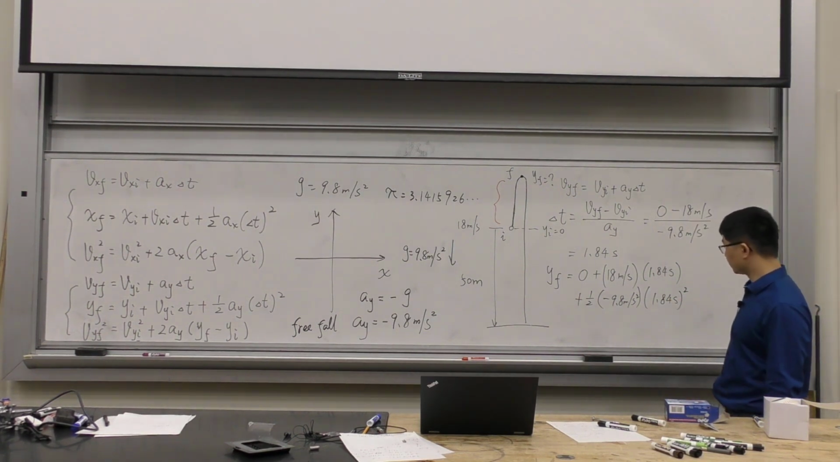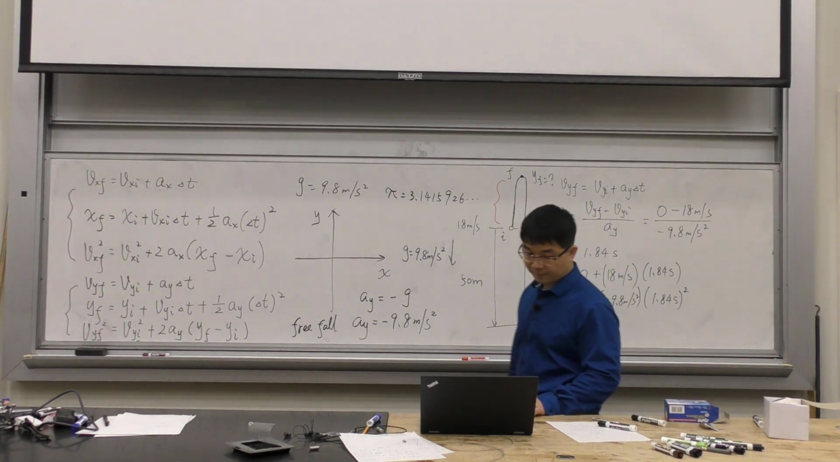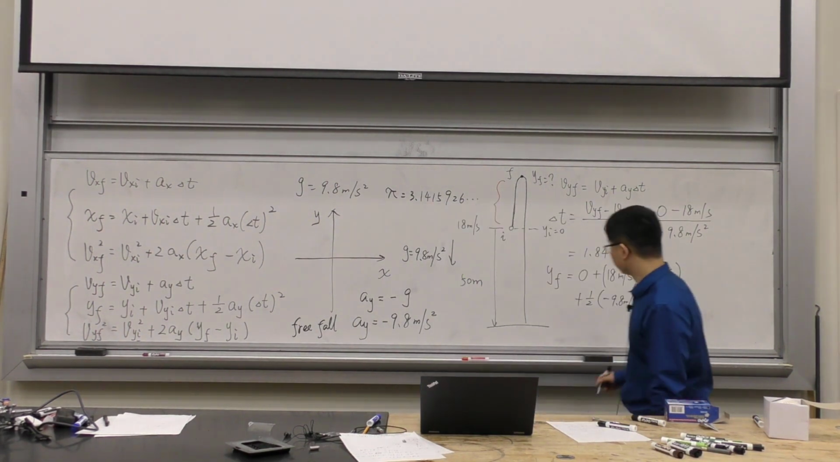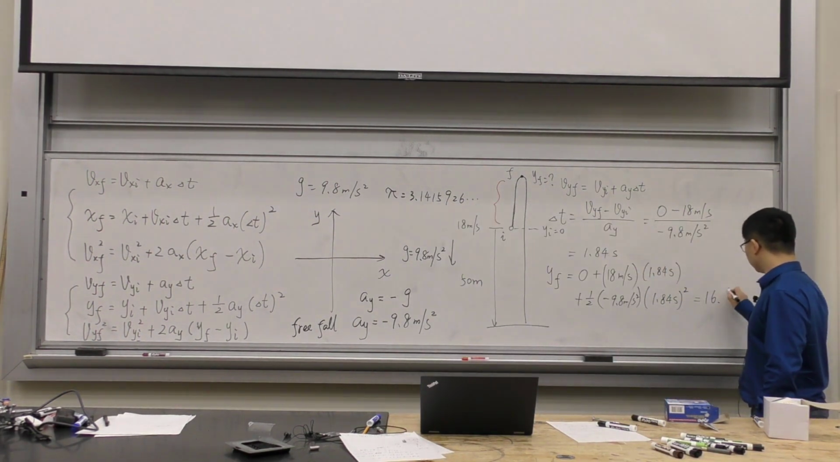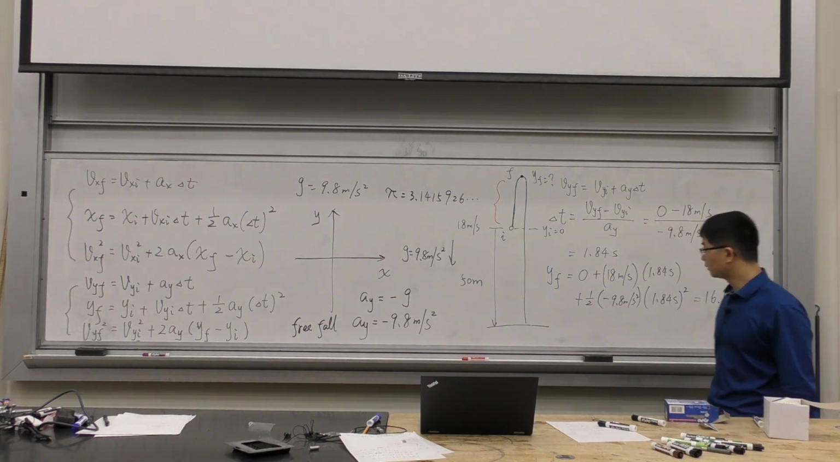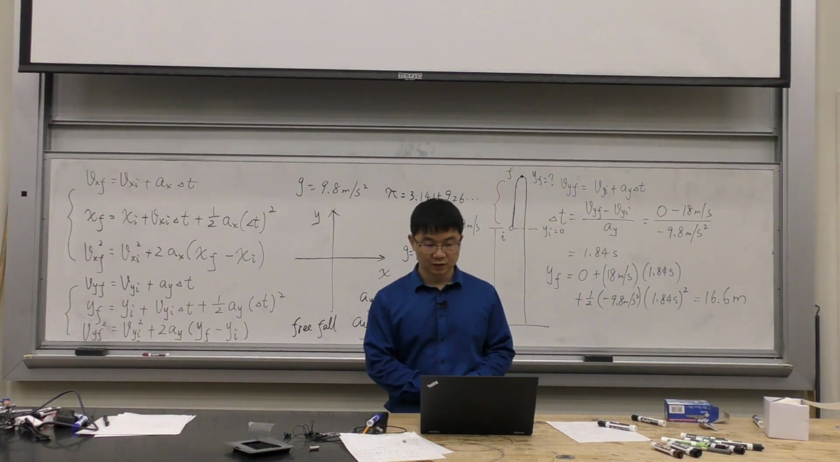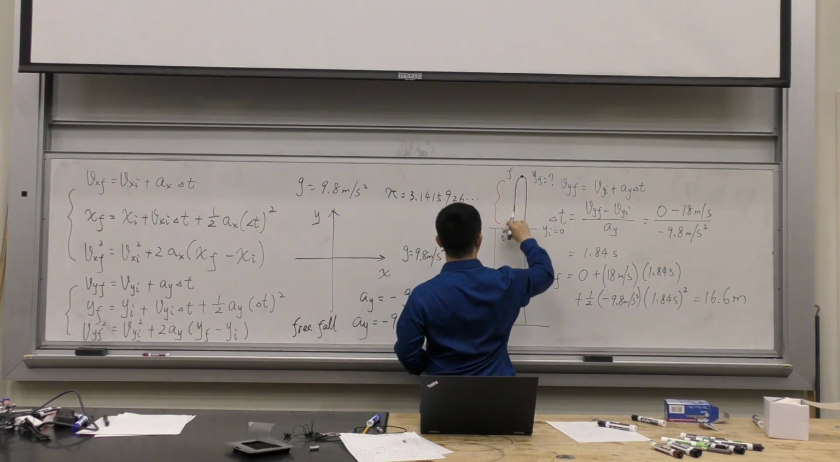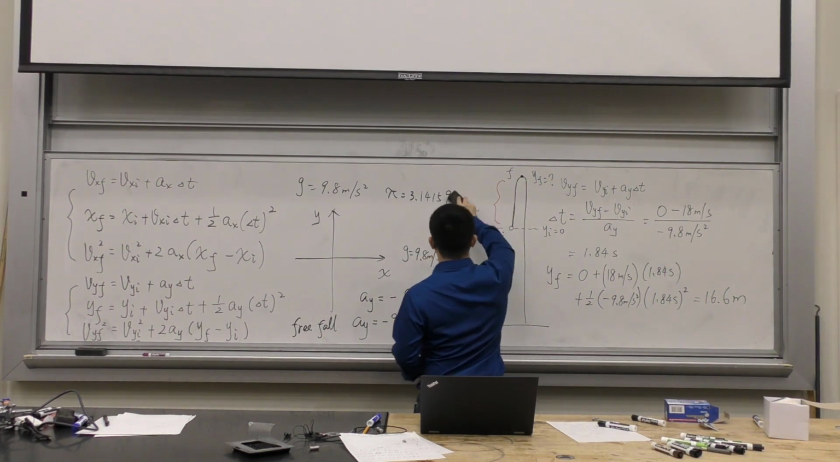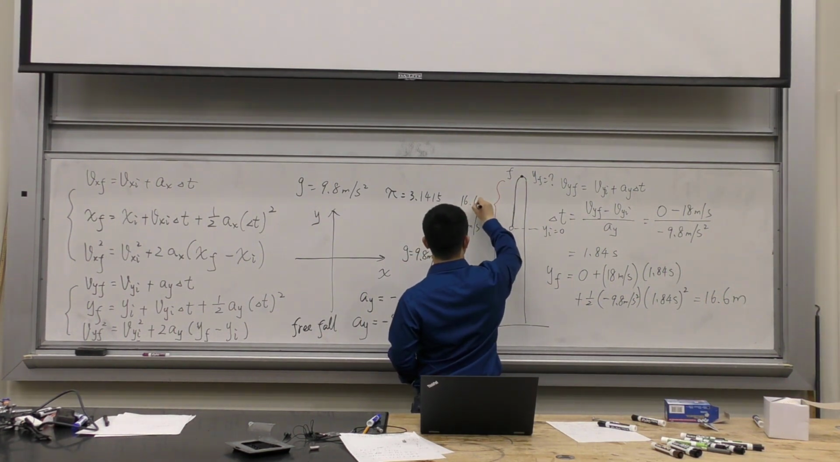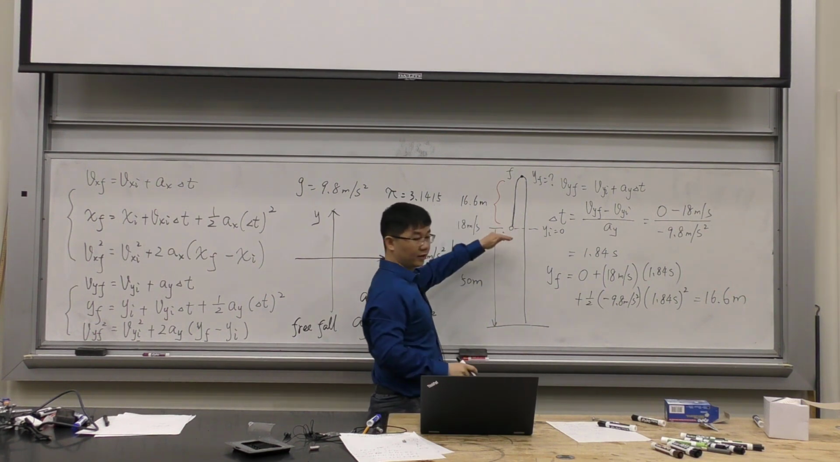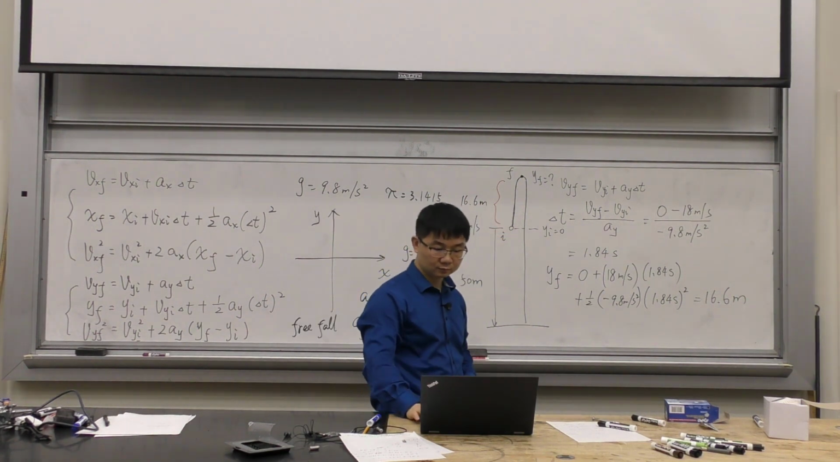Now you can plug numbers in. What is your answer? The answer I got is 16.6 meters. All right, so that's 16.6 meters. So that's this height, right? So this total height is 16.6 meters, from where it is thrown to the maximum height.